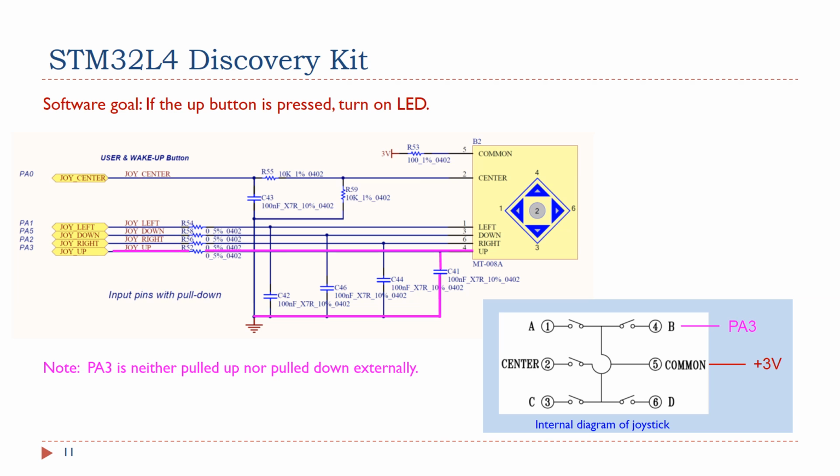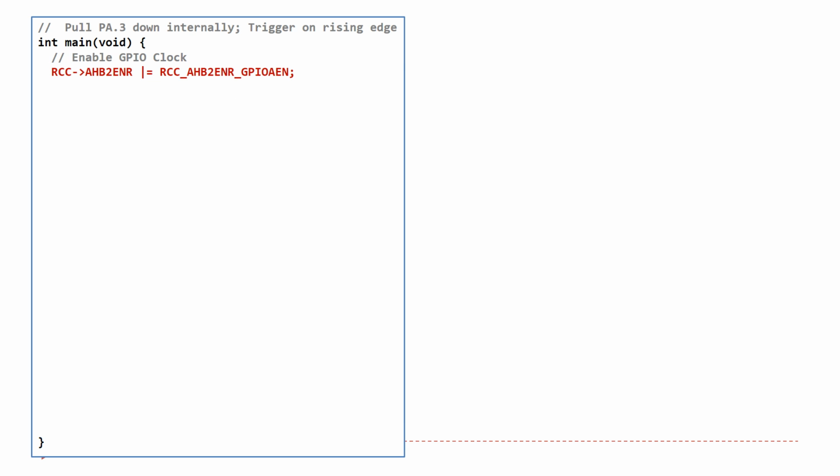Now, let's work on the software part. If we press the up button of the joystick, software turns on the LED. The up button is connected to GPIO pin PA3, which can generate the external interrupt request 3. Here is the main function.